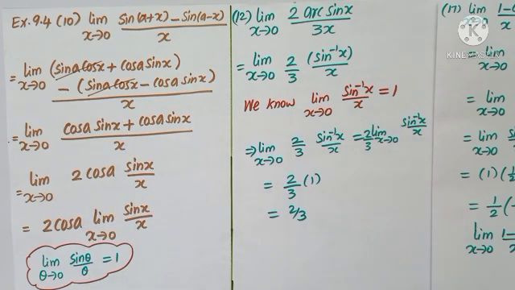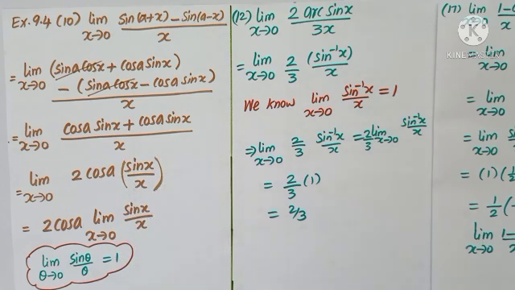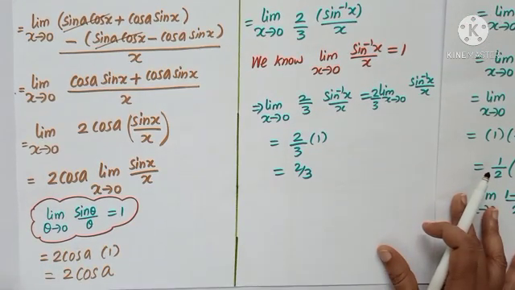Denominator, there is an x. Associate the x with sin x. 2 cos a can be retained out being constant. We take limit x tends to 0 of sin x by x, and we know this reduces to 1. So 2 cos a into 1 gives rise to 2 cos a, and that is the answer.